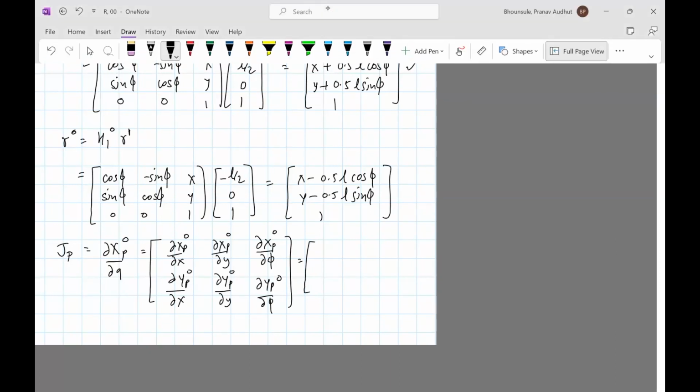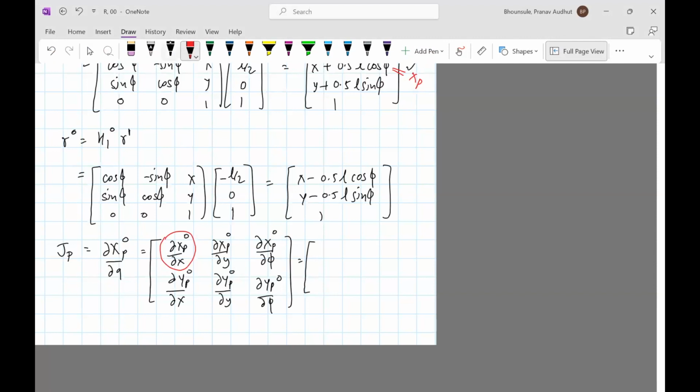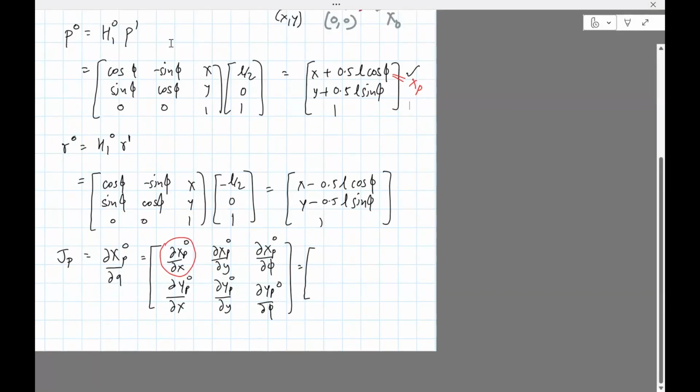So look at this equation. This is the xp coordinate. In order to take the derivative with respect to x, we see that the second term is constant with respect to x, so it'll just be 1, the gradient with respect to x. Same thing with respect to y. Since there's no y term, this will be 0. And then phi: you need to take the derivative of this part because it has a phi. That'll be minus 0.5 L sine phi.